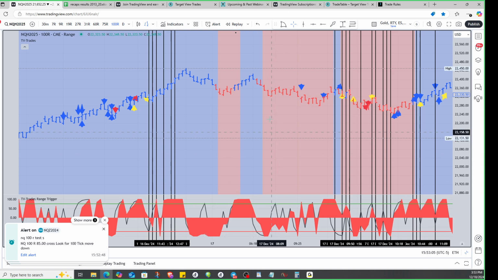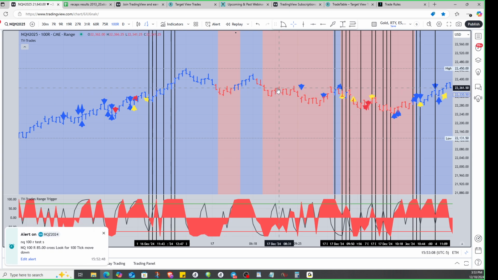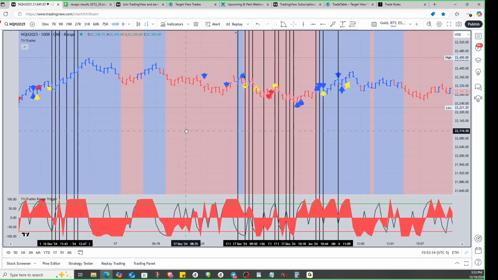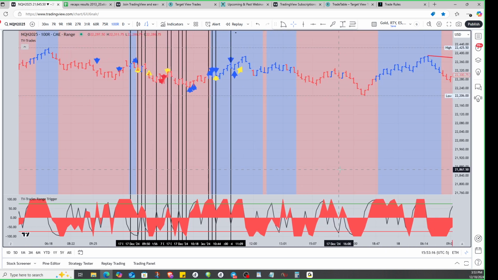It gets into the overbought, you're going to sell the open of the next bar. Gets into the overbought again over here, you're going to sell the open of the next bar. Gets into the oversold, well, you don't really have too many of those. Gets into the oversold right here, you're going to buy the open of the next bar. These are 100 range bars right here. Right, 100 range bars. They're $50 a bar with a micro, or $500 a bar.